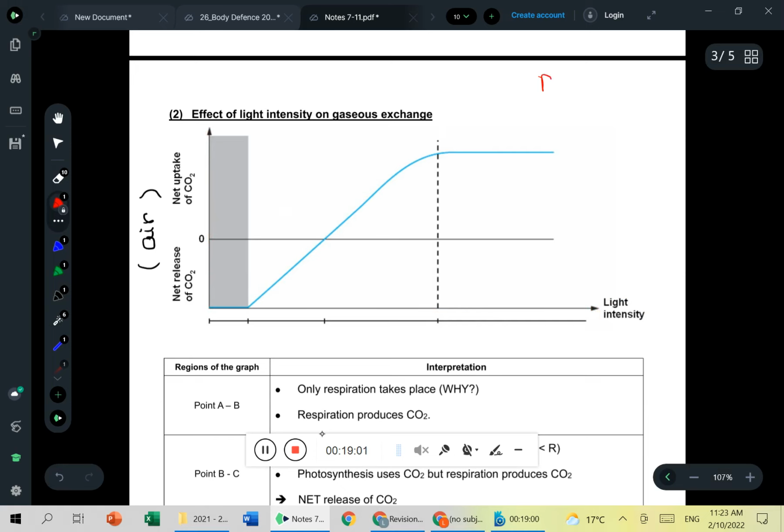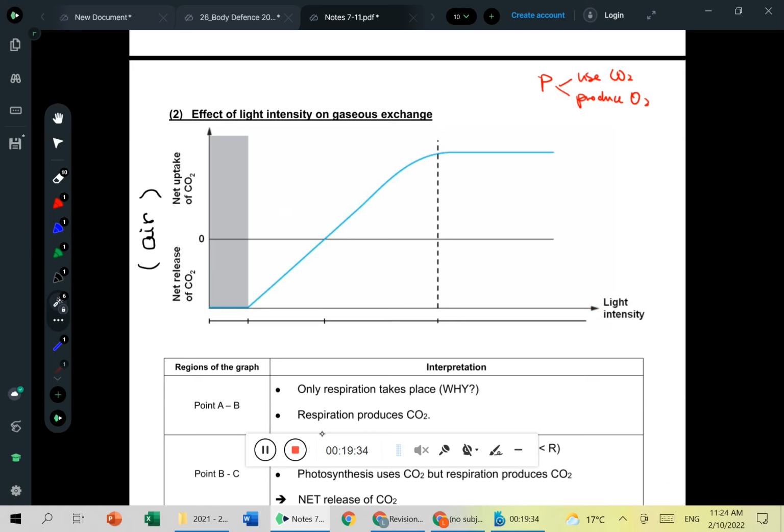Remember that photosynthesis uses or uptakes CO2, produces O2. Therefore, you can at once have a very quick idea. The greater the light intensity is, the more CO2 the plant takes in from air. Agree? Well, so that is the reason why.